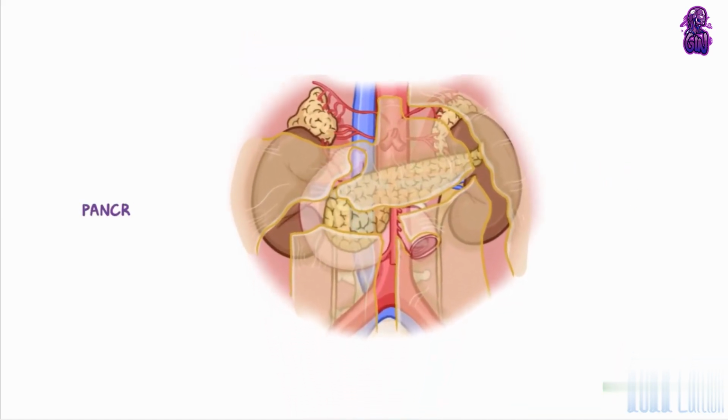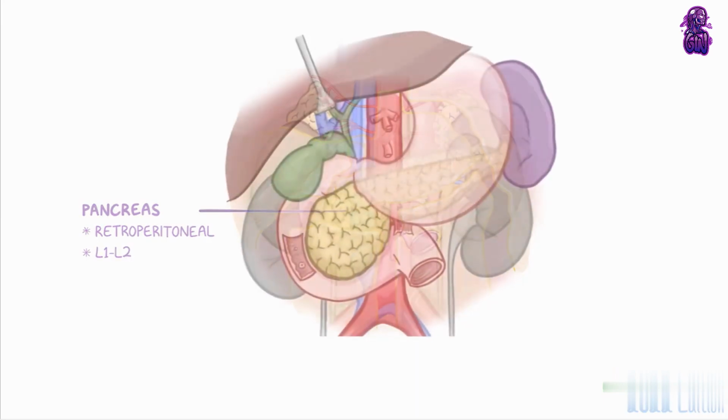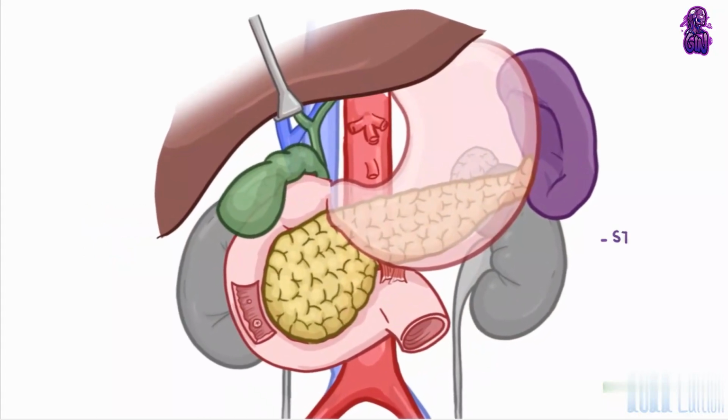And now for the pancreas, which is an elongated, digestive gland that lies in the retroperitoneum, crossing the bodies of the L1 and L2 vertebra on the posterior abdominal wall. It lies posterior to the stomach between the duodenum on the right and the spleen on the left.